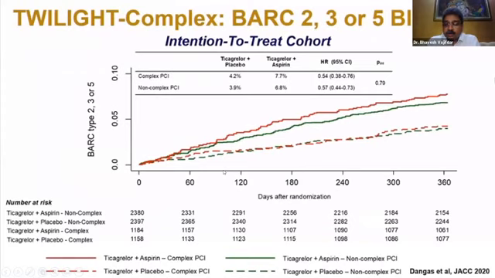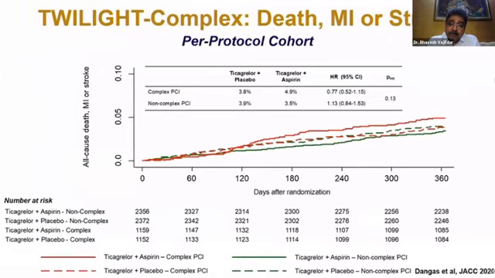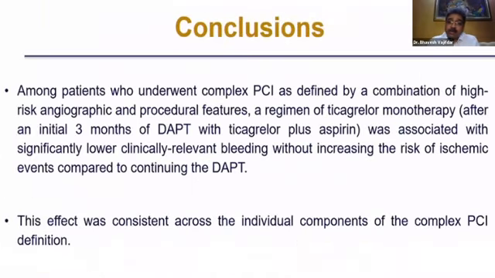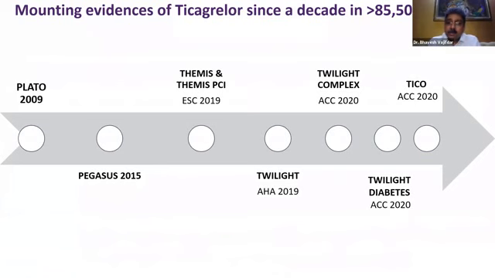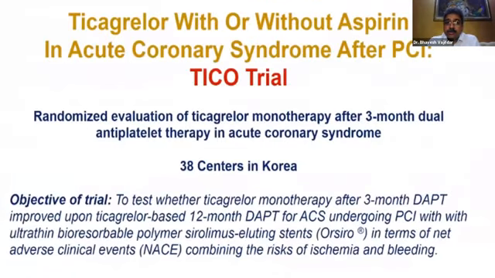In these patients also, at the end of 1 year, the patients in whom aspirin was dropped fared better. So that means give only ticagrelor. First 3 months, give aspirin plus ticagrelor. After 3 months, drop aspirin and continue only ticagrelor. You will be better. Then there's a trial called the TICO trial.